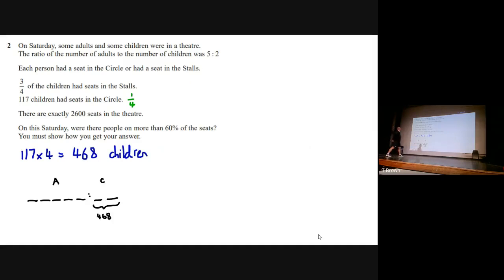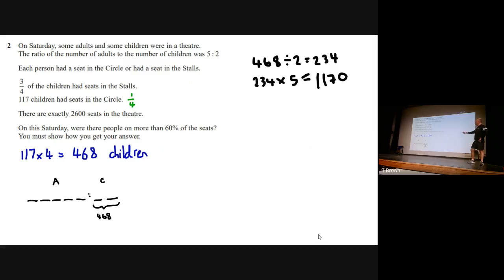Now then, because our ratio is 5:2, it's 5 parts adult to 2 parts children. So now, because we've got our total amount of children at 468, we then know what 1 part is. So if you go from there, you can then work out how many adults are in the theatre, can't you?